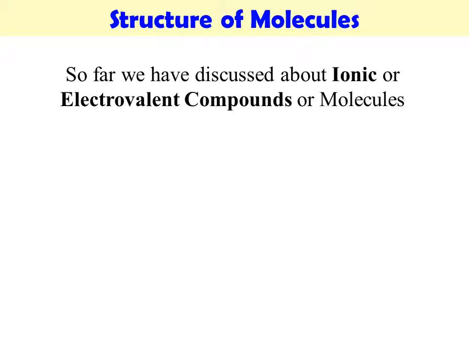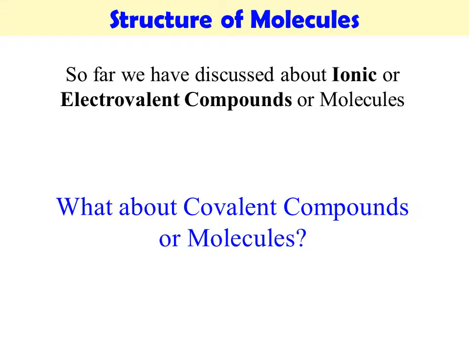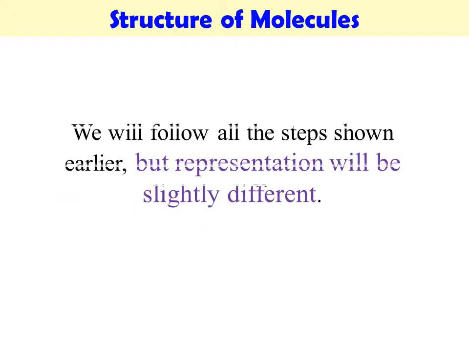Now, so far we have discussed ionic or electrovalent compounds or molecules. But what about the covalent compounds or molecules? They can also be represented by the Lewis diagram or the electron dot structure. What about them? For them, we will follow all the steps shown earlier, but the representation will be slightly different. What's the difference? Let's figure it out.